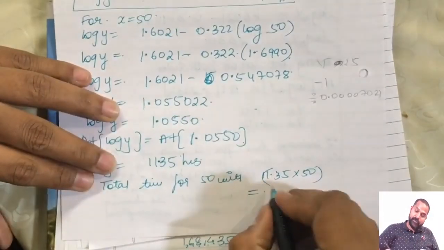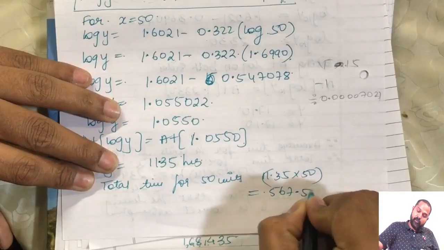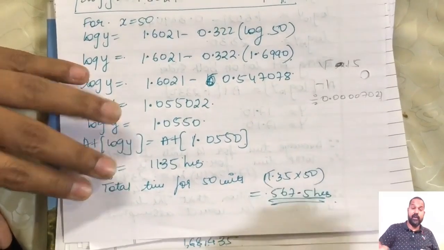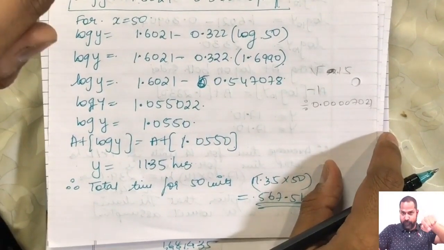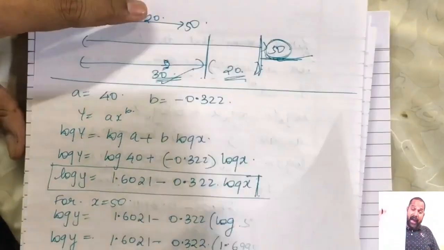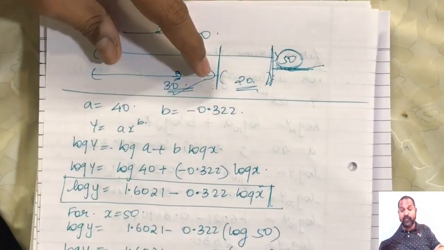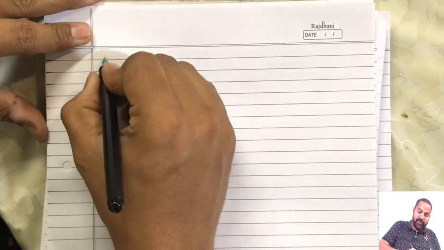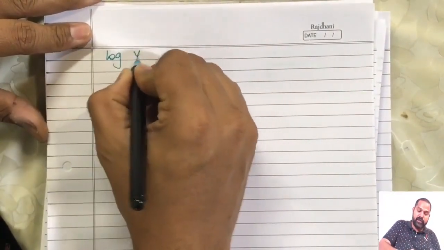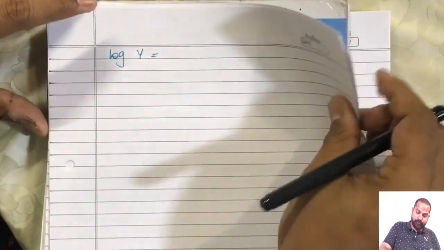So it is 567.5 hours. This is the total time for all the 50 units, which is the first order of 30 and then the repeat order of 20. I want to now find how much the first order of 30 took, so then I will know what the repeat order of 20 will take. First I will write down my equation. What was it?